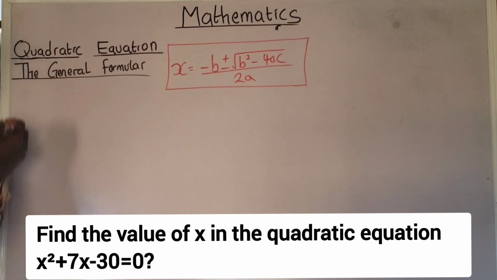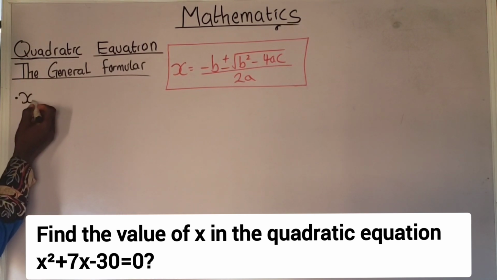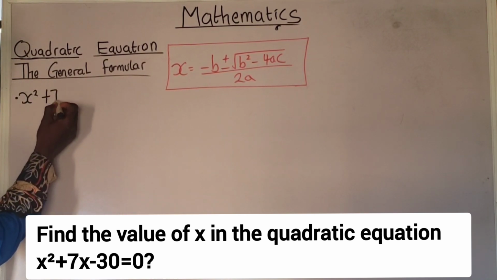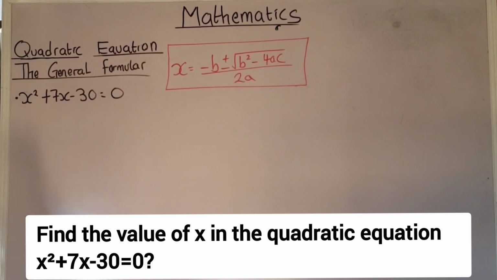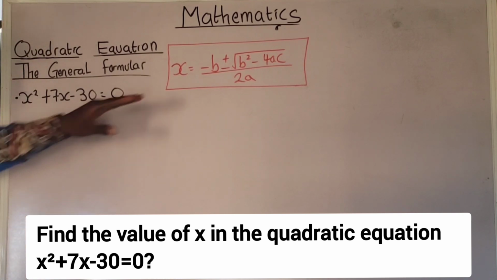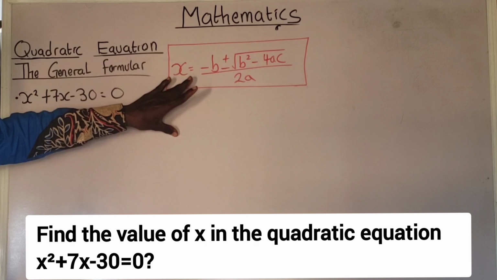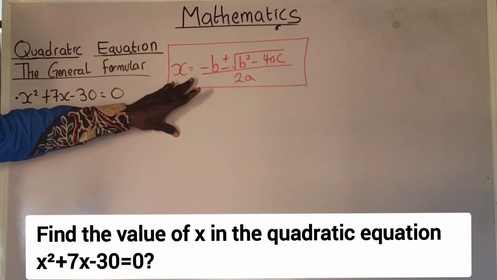Okay, x squared plus 7x minus 30 equals 0. Now you know that we've learned how to derive the general formula of the quadratic equation. This is the general formula. This formula is also known as the quadratic formula.